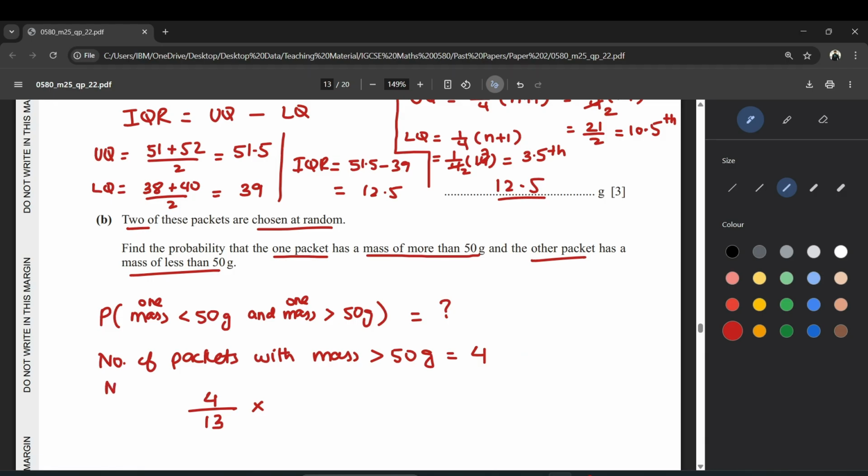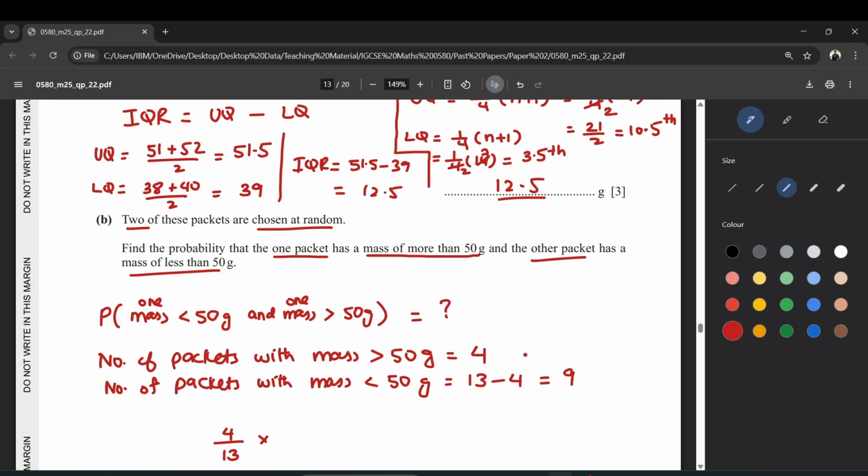The next one is, now we need to find the other packet whose mass is less than 50. Let me write this down here as well: number of packets with mass less than 50 grams. That will be 13, the total number of packets, minus 4, equals 9. If out of 13 packets, 4 have mass greater than 50, then the remaining 9 would have mass less than 50. So here we are going to write 9, but be careful. One packet has already been chosen, and that is without replacement. So this time it's going to be 12.